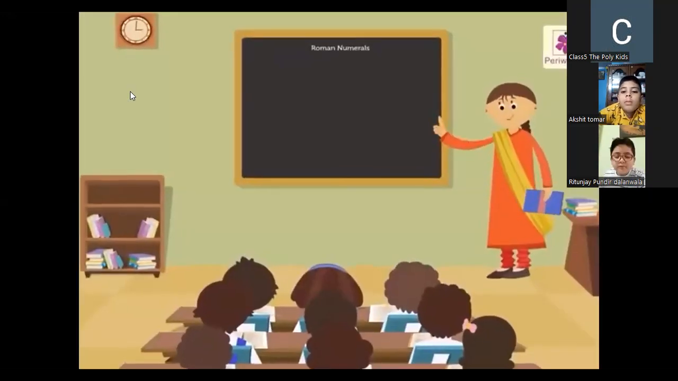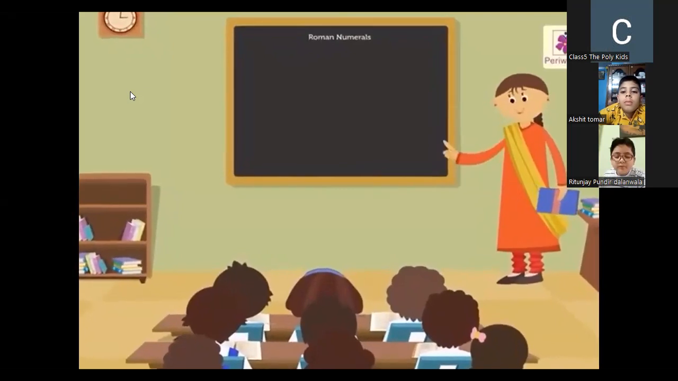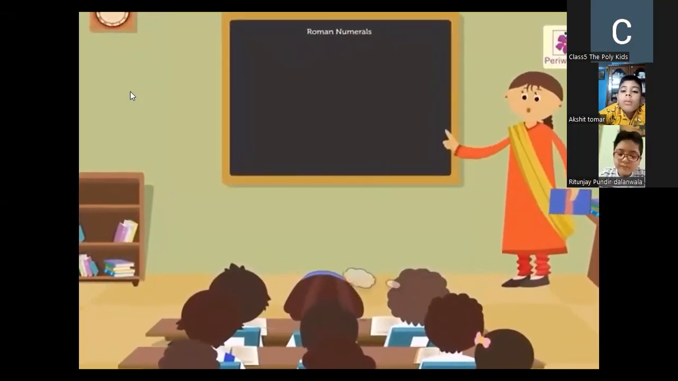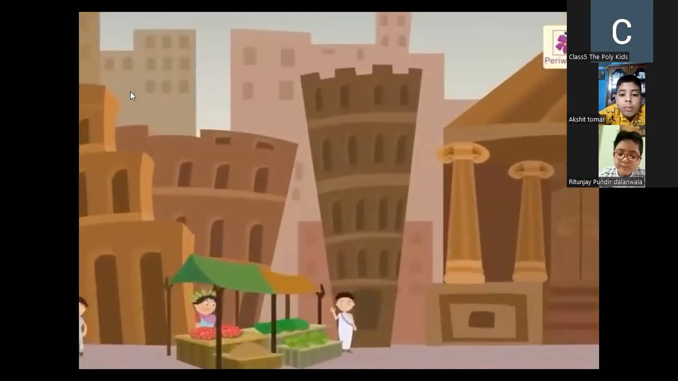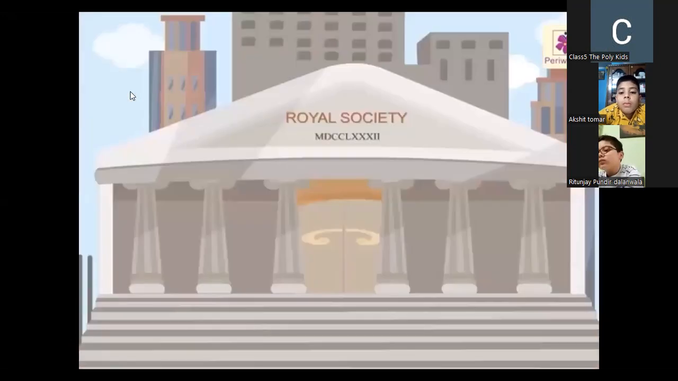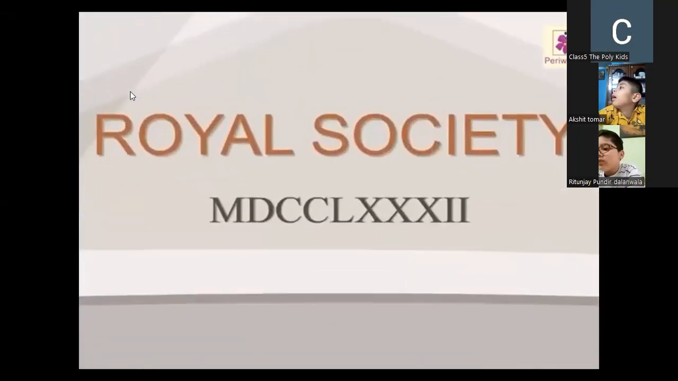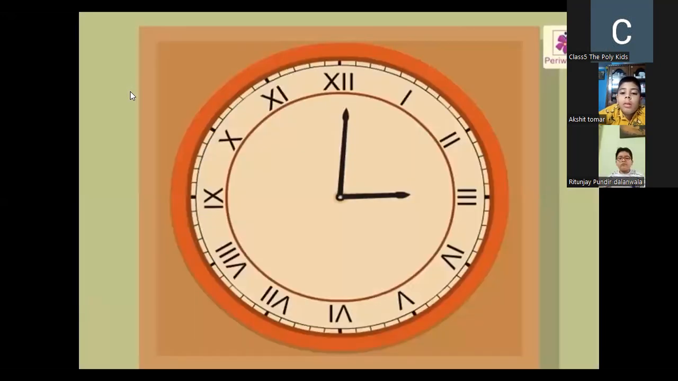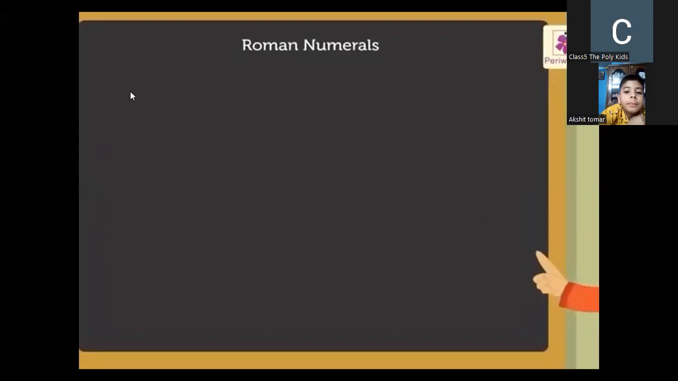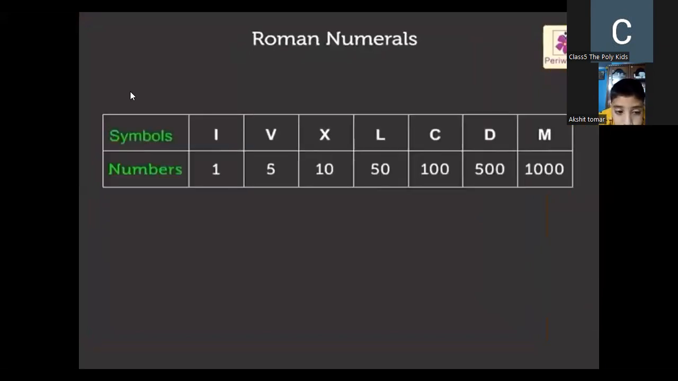Today, let us revise and understand more about Roman numerals. We know that the ancient Romans used letters to write numbers. Even today, the building date on monuments and public buildings is marked in Roman numerals, and we also use Roman numerals in clocks and watches.